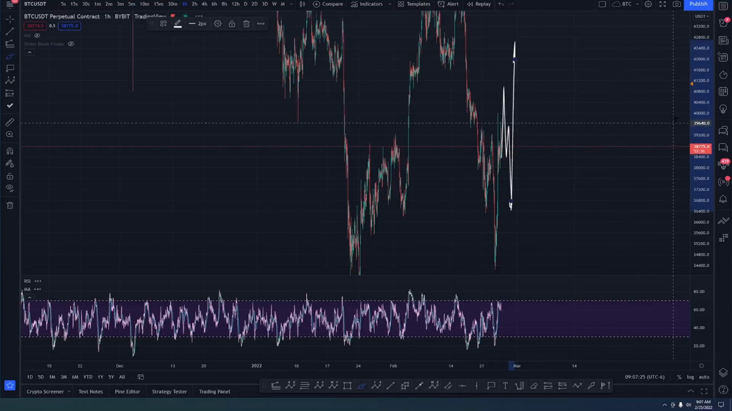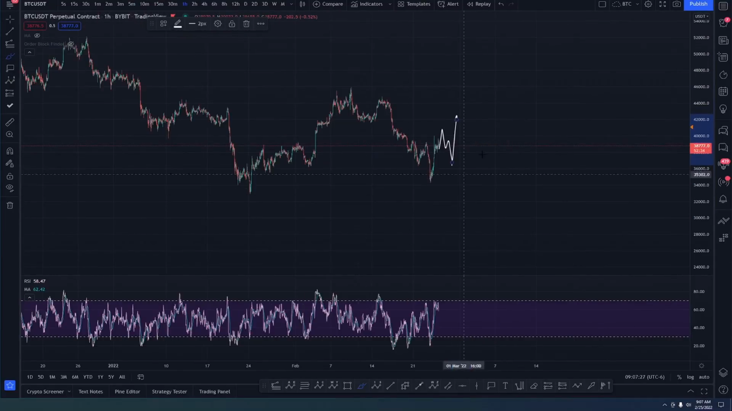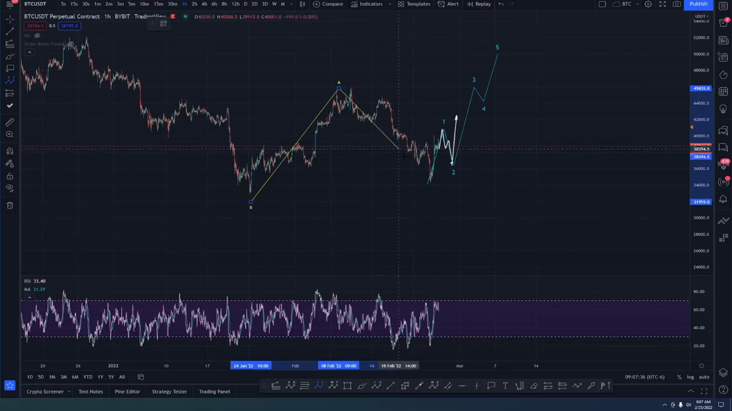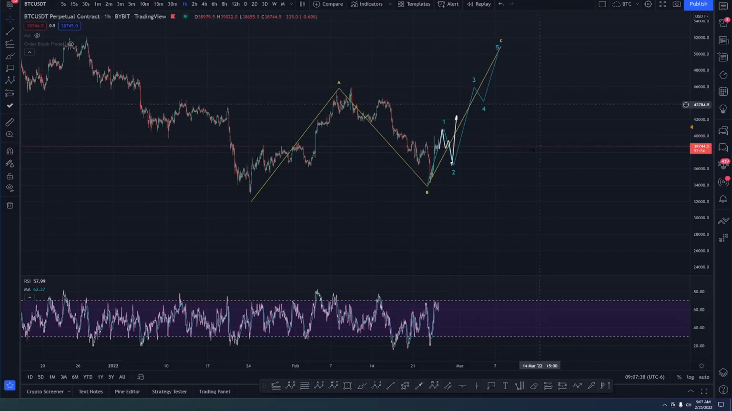Zooming out, what would that be? Well, that would be the beginning of a 5 wave move to the upside. 1, 2, 3, 4, 5. And that's going to be the C wave of our expanded flat that we're looking at.